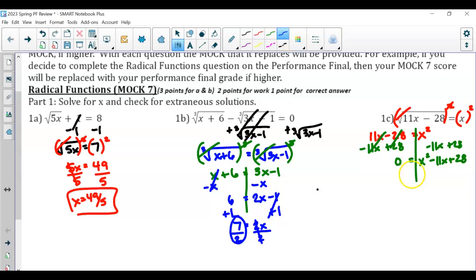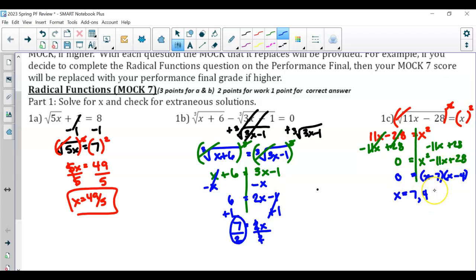Now we can solve our quadratic by factoring. So what numbers multiply to get 28? Oops, sorry about that. I put an X here. Multiply to get 28, but add to get negative 11. Negative 7 and negative 4, because the two negatives, right, when multiplied will make your positive, which means x is equal to 7 and 4.